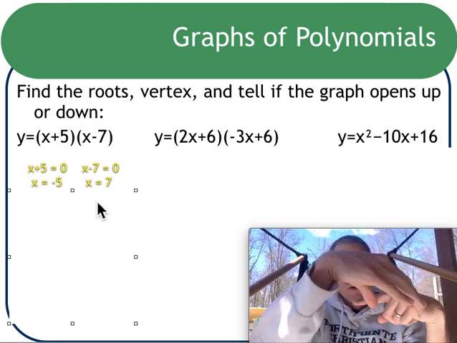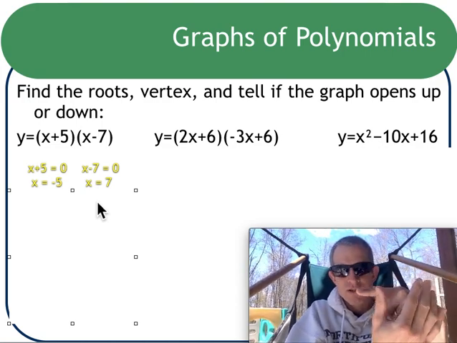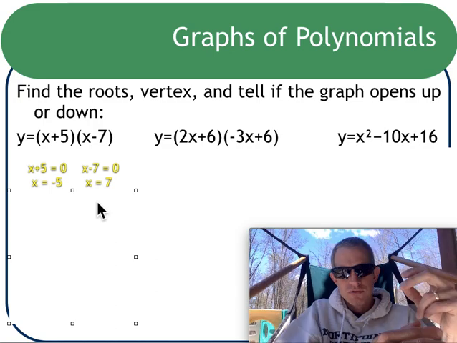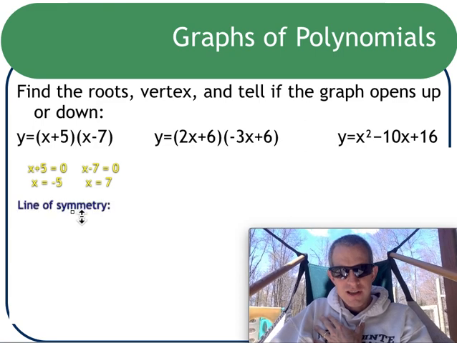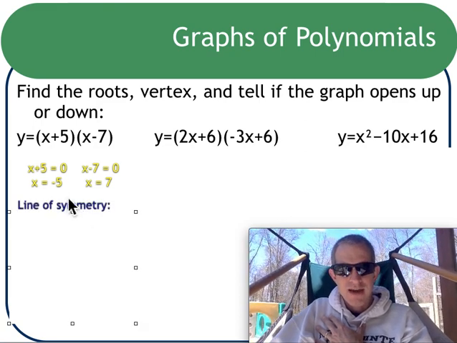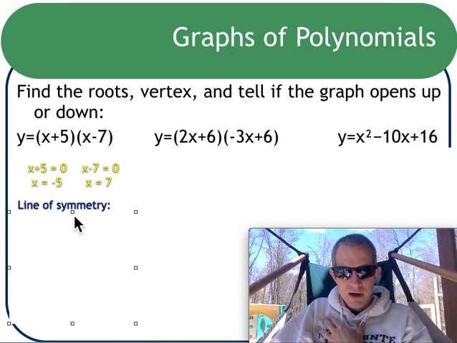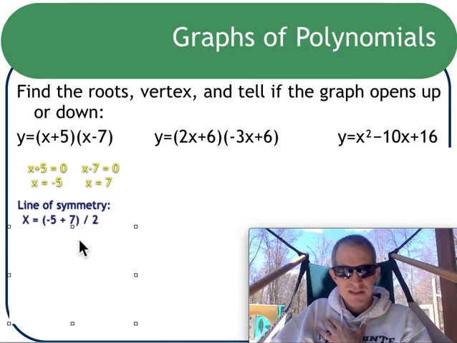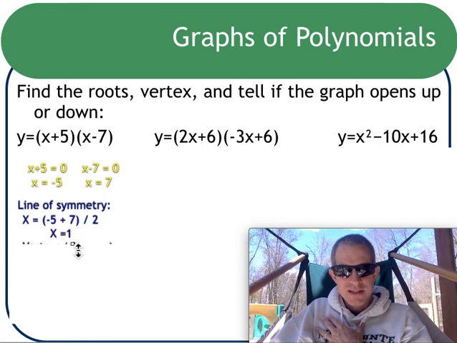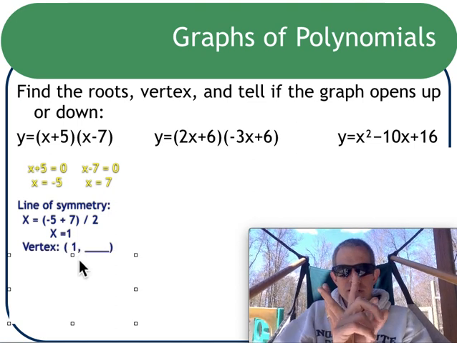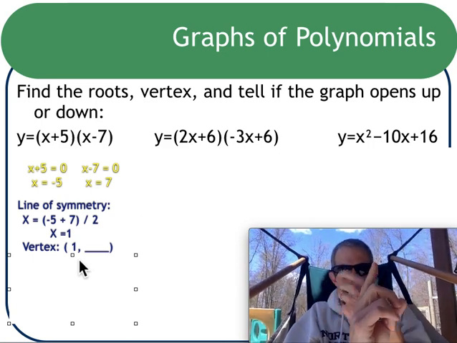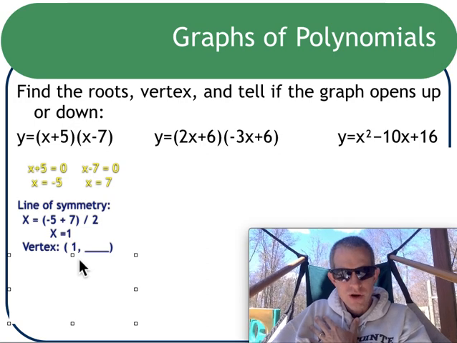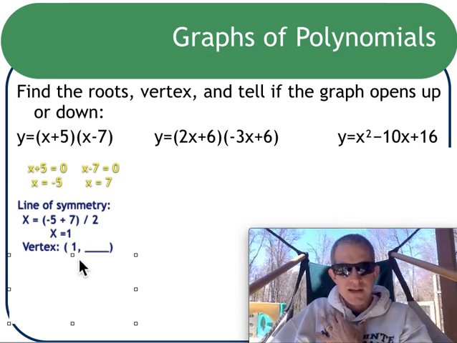Problem is, I still don't know if it opens up or down. I don't know where the vertex is, but I do know that it's anchored in place at those two roots. To find the vertex, we need to continue by finding the line of symmetry. And the line of symmetry is going to be the average of these two roots. And so we're going to add them up and divide by 2. So negative 5 plus 7 divided by 2 is 1. And so now we know that the vertex is 1 something. So I have 2 points where it's anchored in. I know the vertex is 1 something, but I still don't know if it opens up or down and specifically, how high or low that highest or lowest point is.